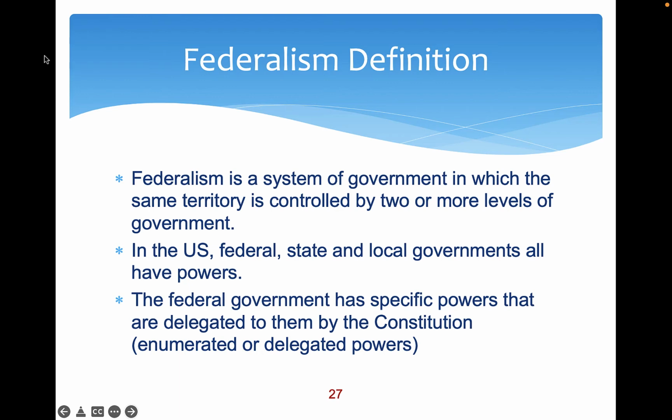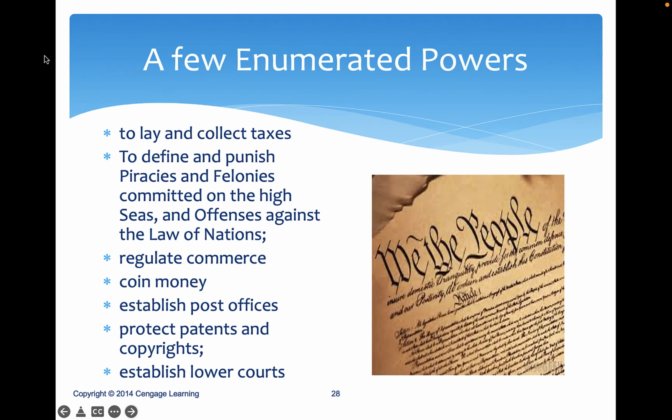Like, the United States Congress has the power to pass laws that apply to criminal justice. They have ways to tax. So, basic things that the federal government can do. If we talk about the enumerated powers here: to lay and collect taxes, to punish piracy and felonies, to regulate commerce, coin money, set up post offices, protect patents and copyrights, and establish lower courts.